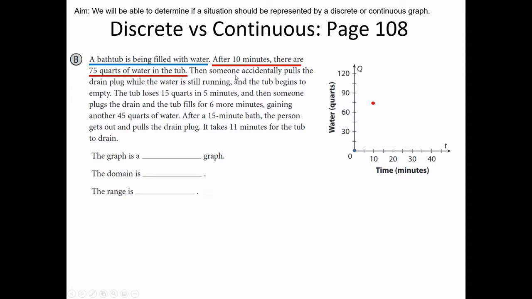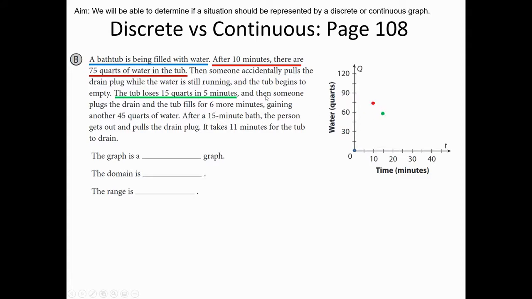Then it says someone accidentally pulls the drain plug while the water is still running. So obviously the water is going to go down, right? The tub begins to empty. So the tub loses 15 quarts in 5 minutes. So if I put a dot right here, and I move 5 over because it's 5 minutes, I'm going to lose 15. So notice, by the way, look at the y-axis, it's going 15, 30, 45, 60, 75. So I'm going to go 15 down to 60. Look at that. So in 5 minutes, it went down to here.